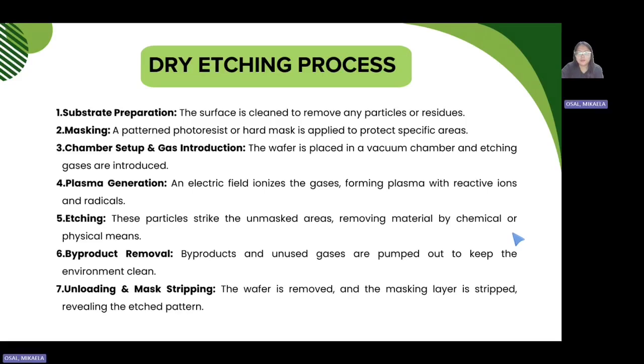And sixth is byproduct removal. Once the etching is complete, byproducts and unused gases are pumped out of the chamber to maintain a clean and controlled environment. Last one is unloading and mask stripping. The wafer is removed from the chamber and the masking layer is stripped away, revealing the etched pattern on the wafer surface.